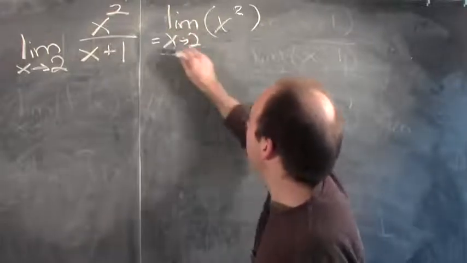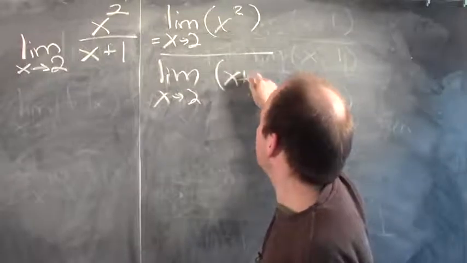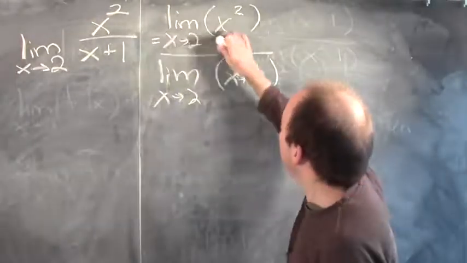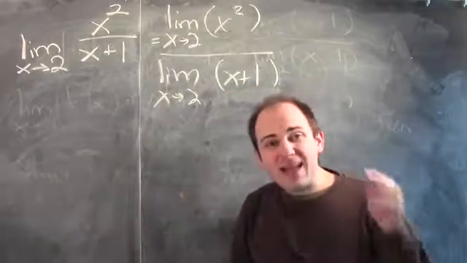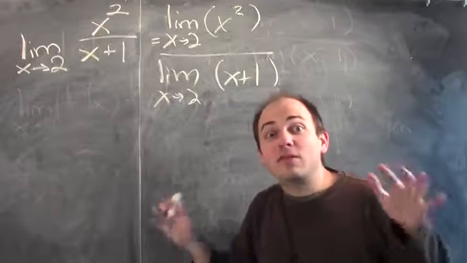Here's the limit of the numerator. The limit as x approaches 2 of x squared. This is the limit of the denominator: the limit as x approaches 2 of x plus 1. Now, x squared is x times x. This is the limit of a product. And the limit of a product is the product of the limits.